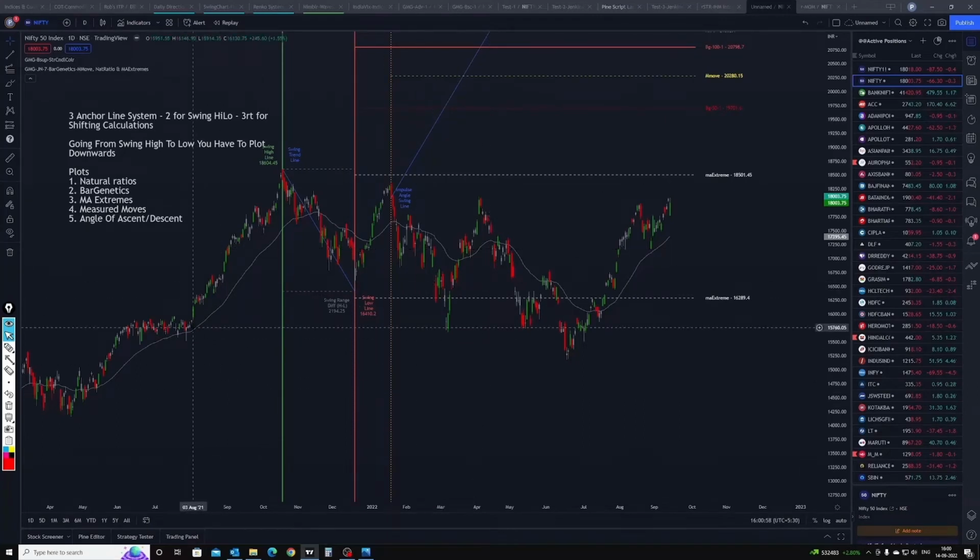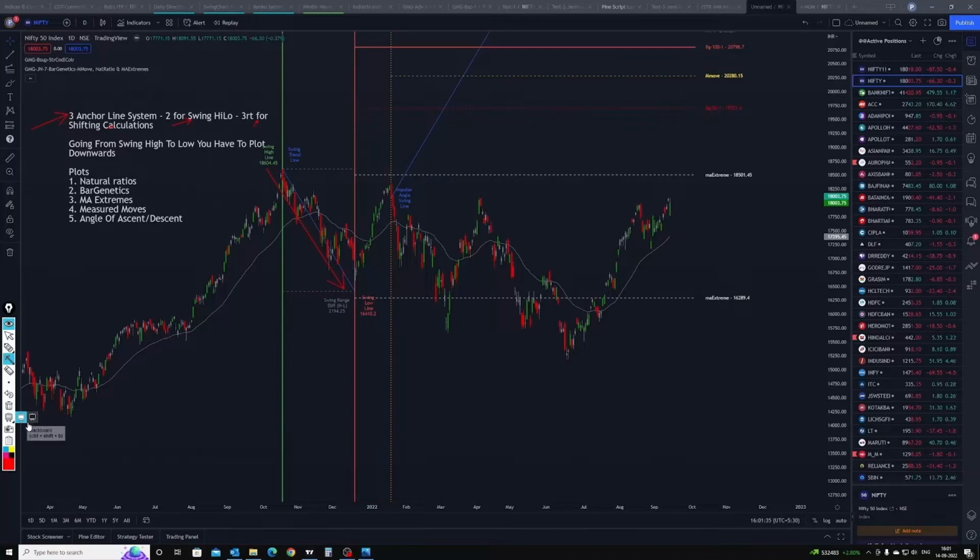So let us first understand some concepts and things about this indicator, what it is doing. So coming to this indicator, number one, as I told you, it is a 3 anchor line system. 2 for swing high and low, and third is for the shifting calculation, the swing shift calculation. So going from swing high to low, you have to plot downwards. What does this mean? So when you select the swing high first and this swing low next, you are coming from a high to a low.